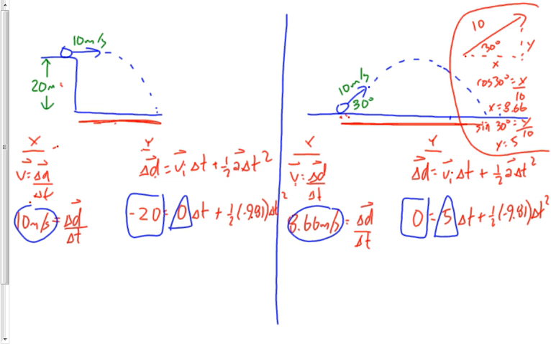Okay, so let's do it over here. Let's simplify this by just getting rid of the 0 times t. It becomes negative 20 equals negative 4.905 times t squared, right, 1/2 of neg 9.81. Let's say neg 20 divided by neg 4.905. That gives me 4.077 equals t squared. t is equal to the square root of that, 2.019.